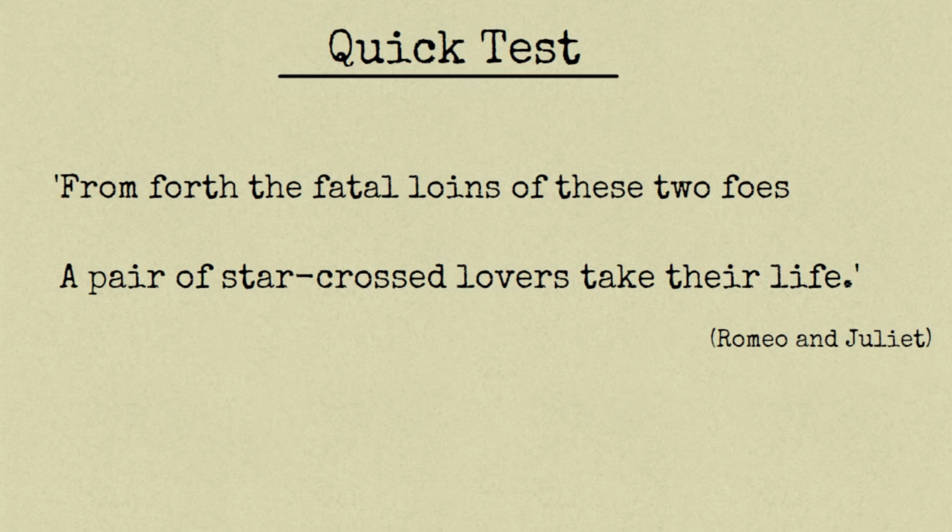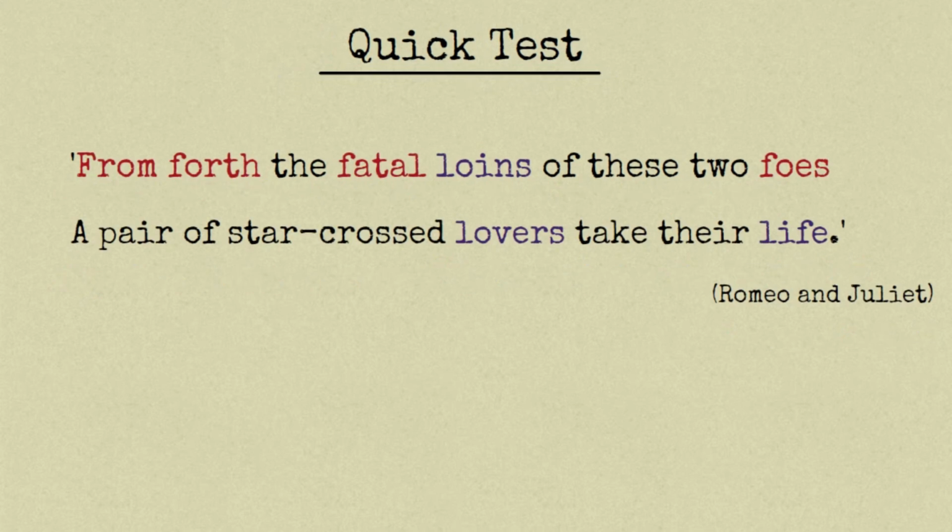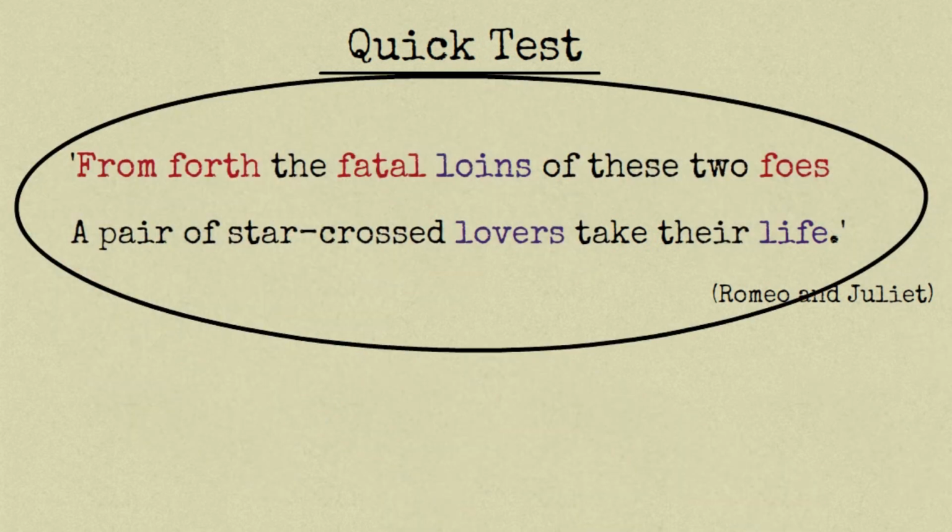Okay, let's check the answers to see if you got it right. I've highlighted all the alliterative words in the test: from, forth, fatal, and foes, and loins, lovers, life. But what's the meaning behind this alliteration? Shakespeare is drawing attention to these two lines of verse because they encapsulate the entire plot of the play.